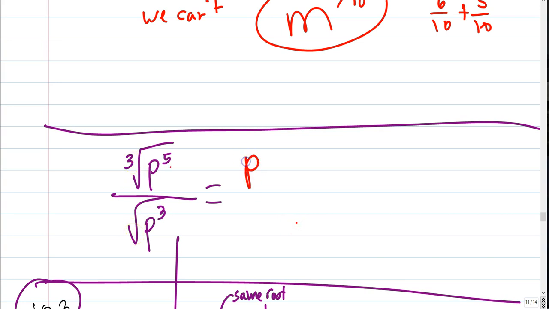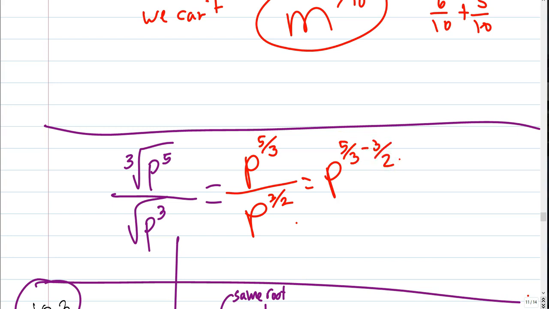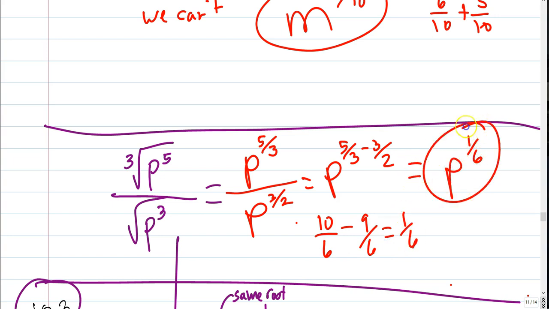But p to the exponent over root. What can I now do? I can bring these together as long as I take the exponents and what? 5/3 minus 1/2, about 10/6 minus 9/6. This is just p to the 1/6. I think that's cool. This now is something that we can bring together. This whole mess is the same answer as the 6th root of p.